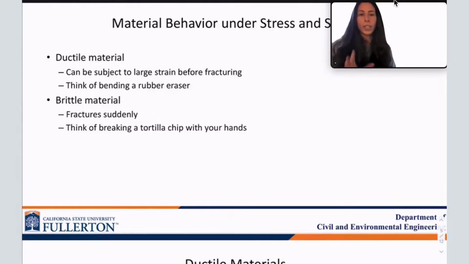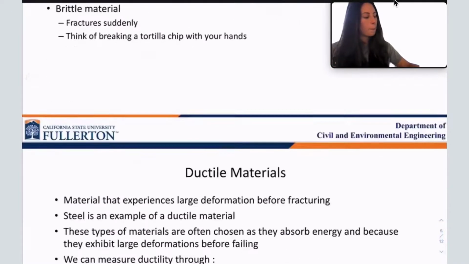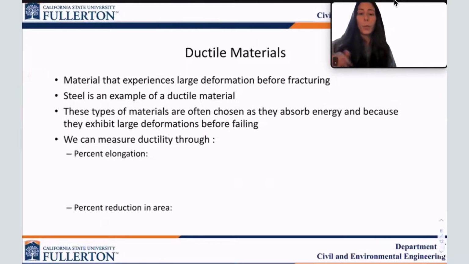Of course, there are cases we do use brittle material a lot. We just have some ways of fixing that so that it gives us a little bit of a warning before it's just going to break on us, okay? Now, we've talked about this already. Ductile materials experience this large deformation before fracture. One of our prime examples is steel, which we use a lot. And basically, they absorb energy because they exhibit these large deformations before they fail.